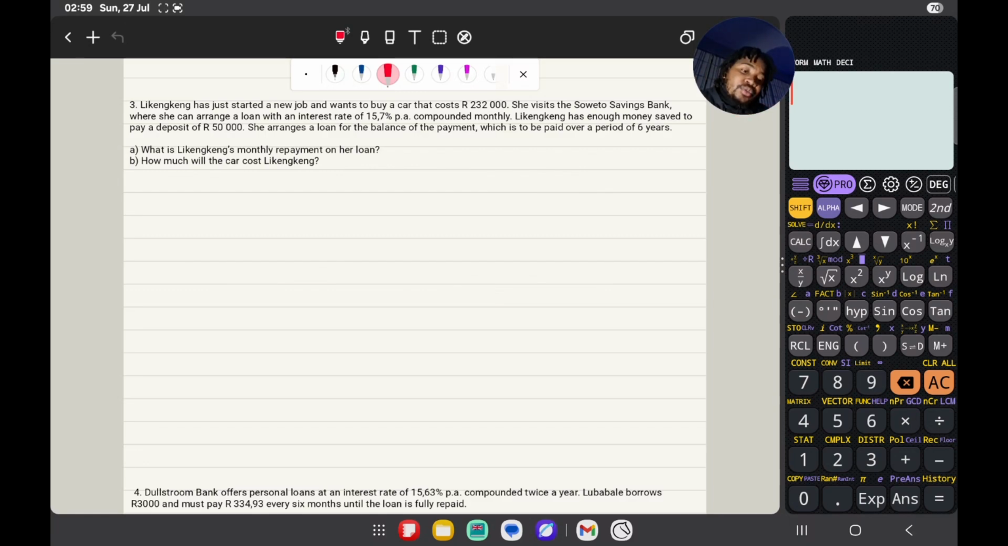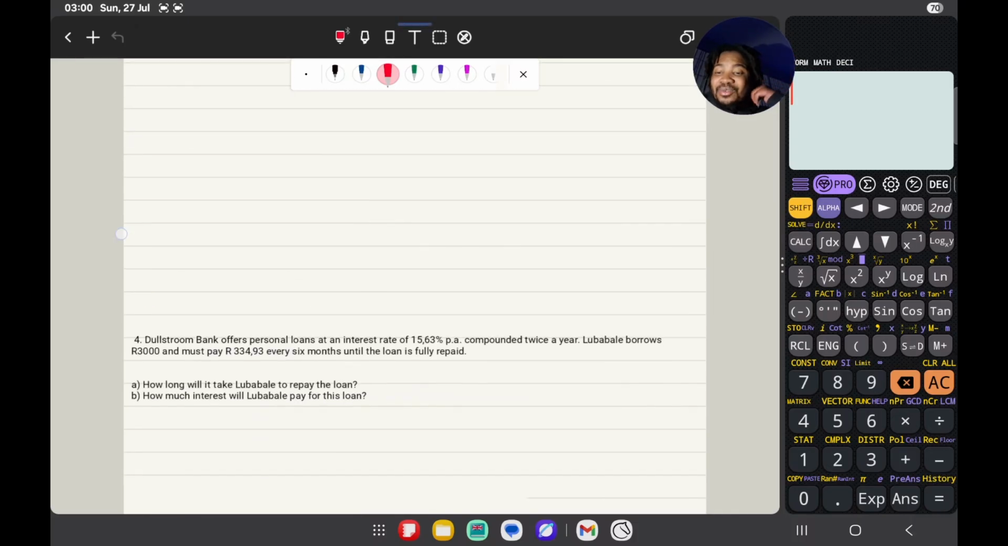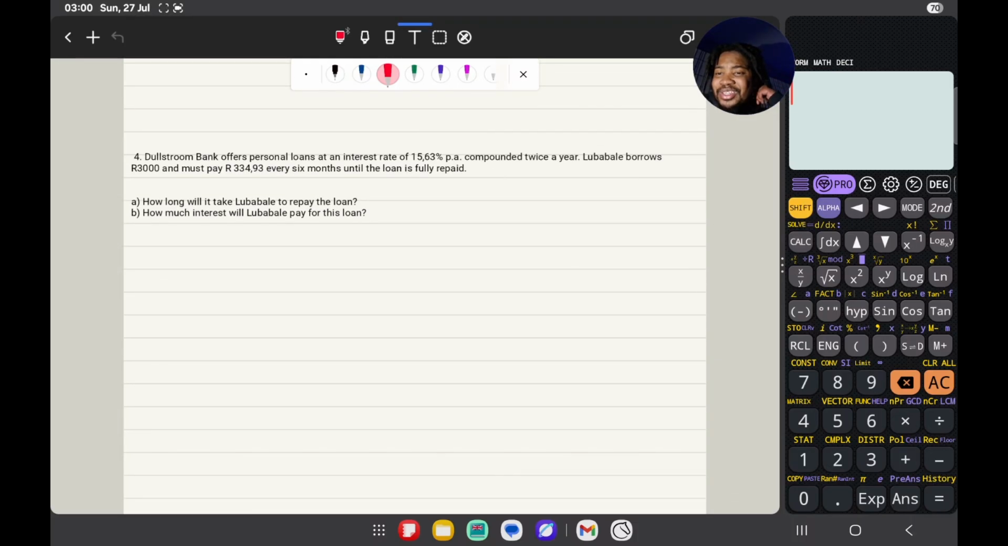So you will have the total amount of money that it cost her, and that money is not the value of the car, it's how much the car cost her through the payments, right? So cool. Let's see the next one. Hopefully it's a different one. So yeah, the bank offers a loan compounded twice a year.